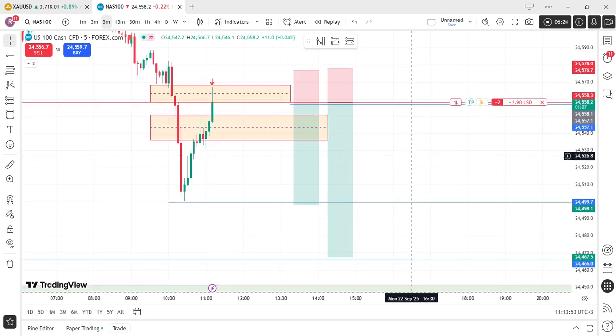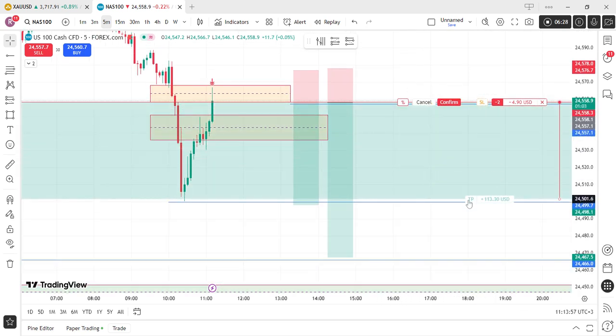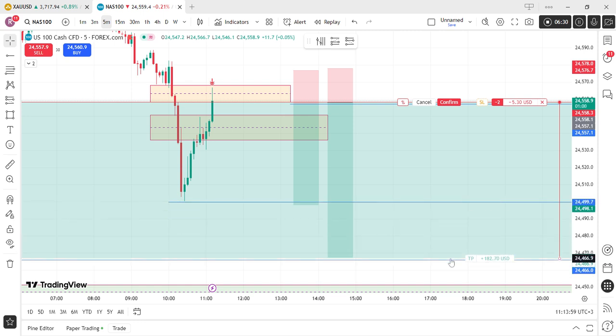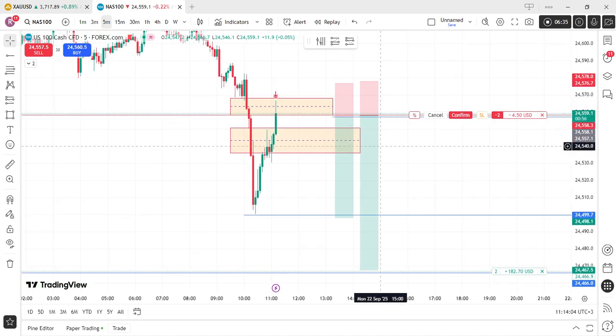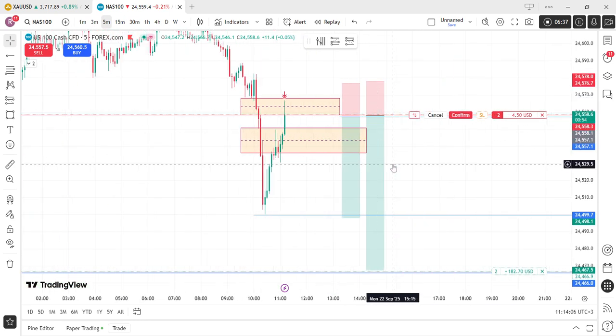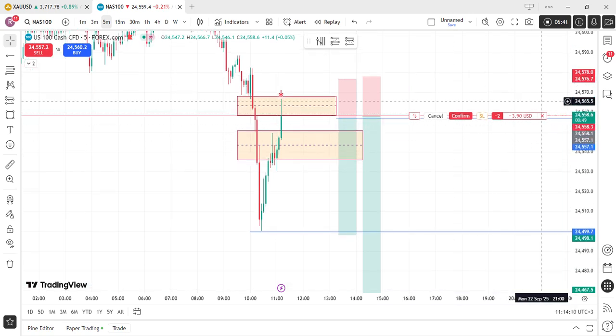So let us see how this is gonna be at the end of it. So let's target the second take profit on the second position. That is gonna be giving around 1 to 4.5, almost 1 to 5 R. And as you can see, guys, what's happening right now.